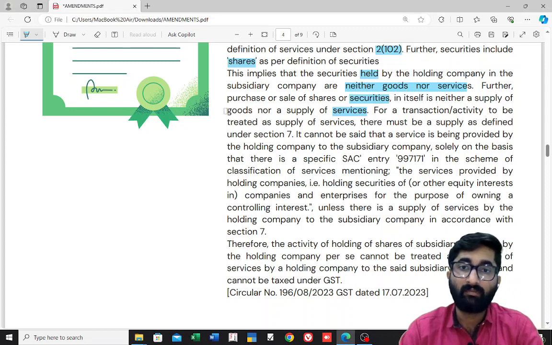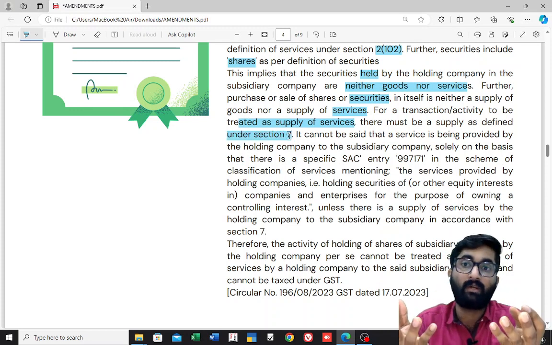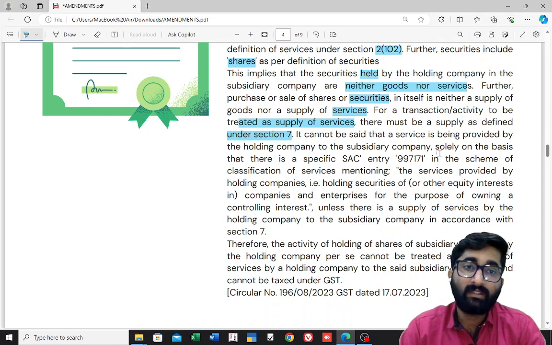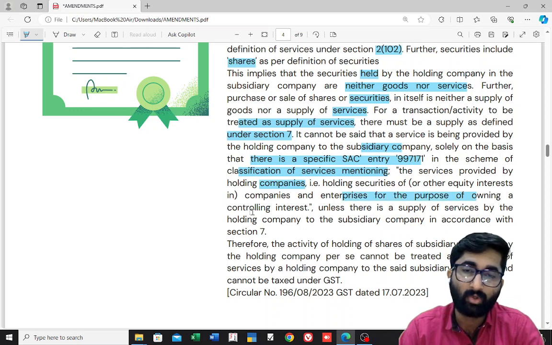For a transaction or activity to be treated as supply of service, there must be a supply as defined under section 7. There has to be one service which should be given. Section 7(1)(a) mentions supply of goods or services. It cannot be said that services are being provided by the holding company to the subsidiary company solely on the basis that there is a specific SAC entry in the scheme of classification of services mentioning the services provided by holding companies, in a sense holding securities of companies and enterprises for the purpose of owning a controlling interest.